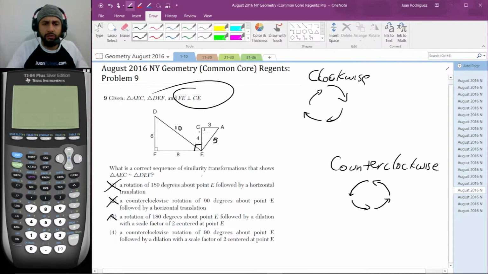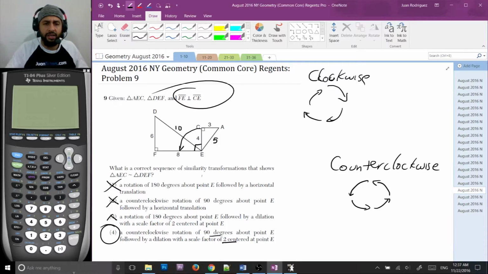Now this one is a 90-degree counterclockwise rotation, as should be expected, and then followed by a dilation of scale factor 2. So this is in fact the answer.